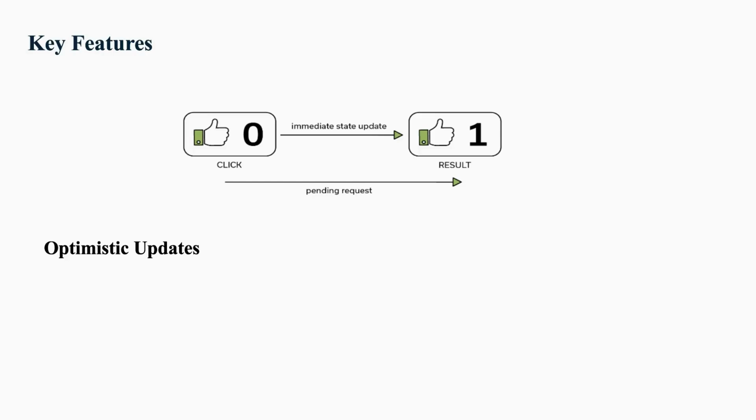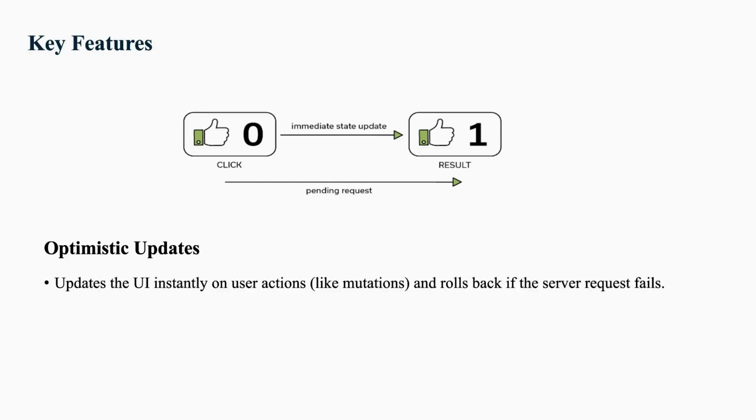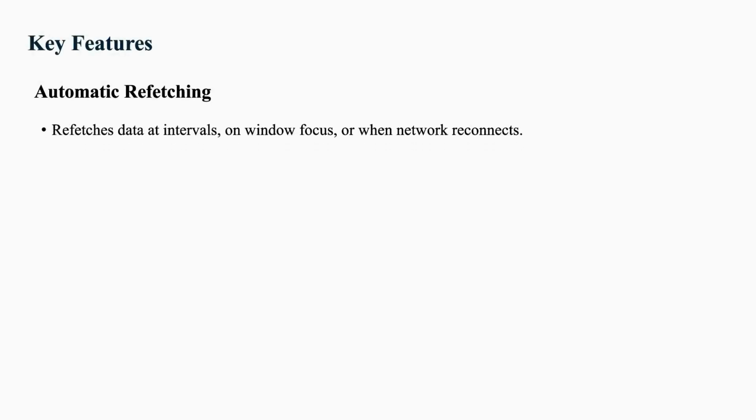and optimistic updates: update the UI instantly on user action and roll back if the server request fails. Finally, the last key feature is automatic refetching. Refetch data at an interval, on window focus, or on network reconnect. That is, for example, when we are in a different tab and we come back to the current tab, React Query automatically refetches fresh data on window focus.